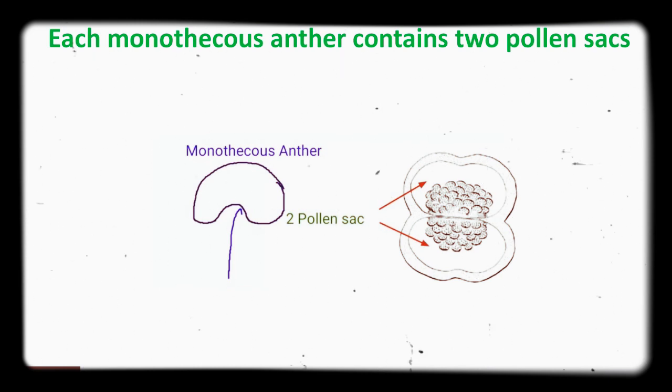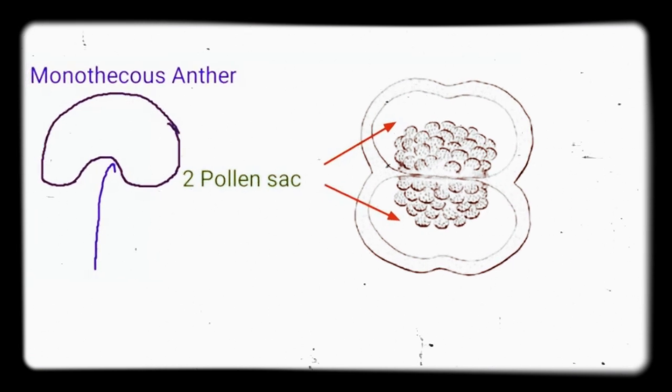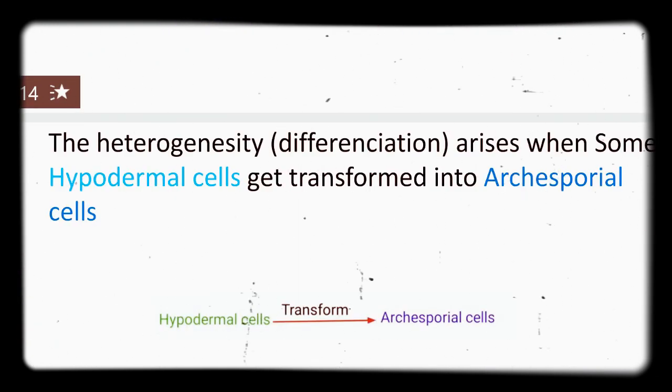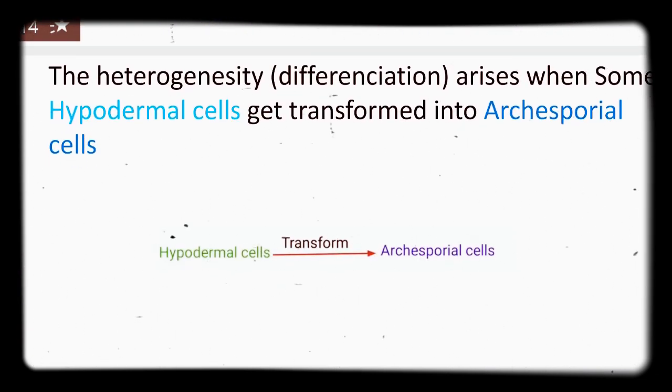Each monothecous anther contains 2 pollen sacs. As you can see in this diagram, if the anther is monothecous, consisting of only 1 lobe, then it shows 2 pollen sacs. The differentiation arises when some hypodermal cells get transformed into archesporial cells.